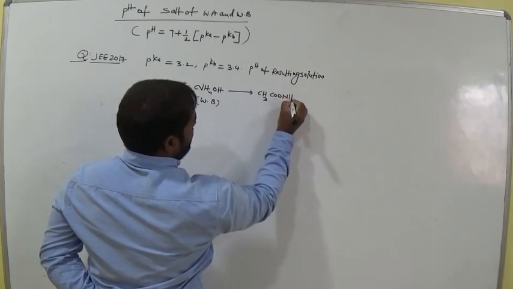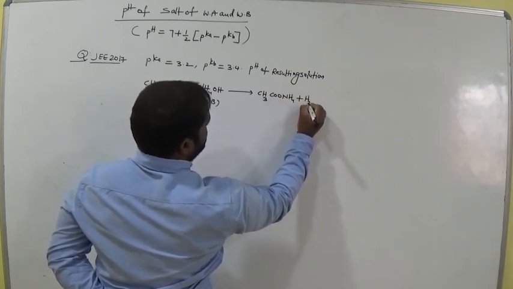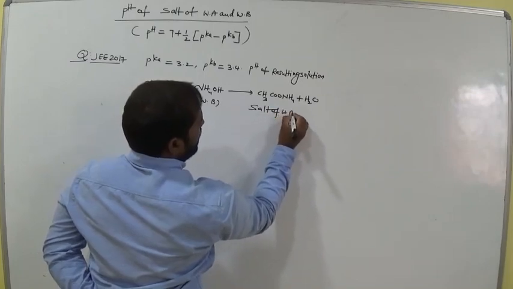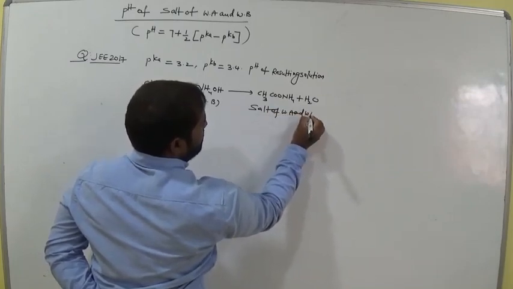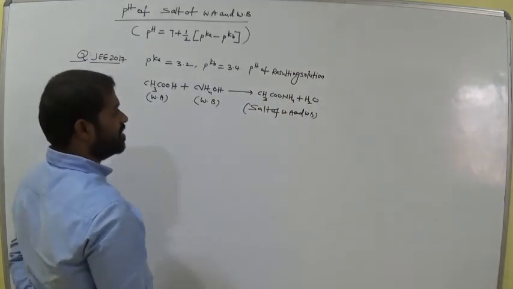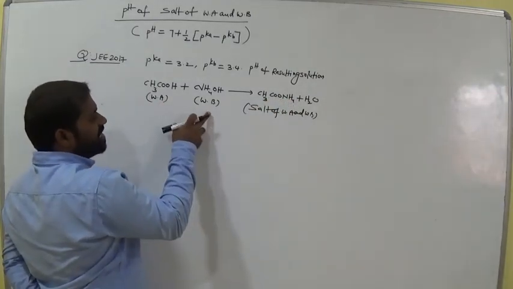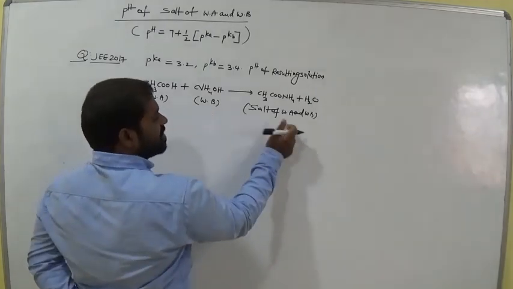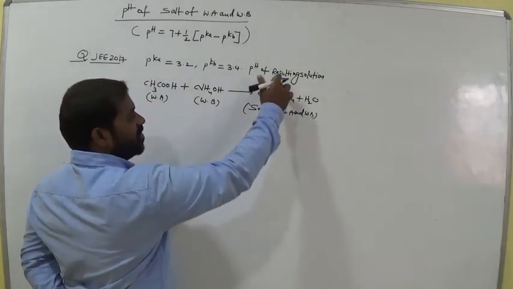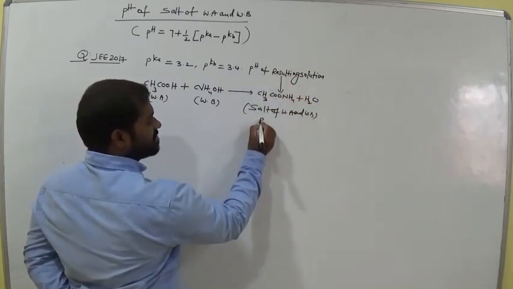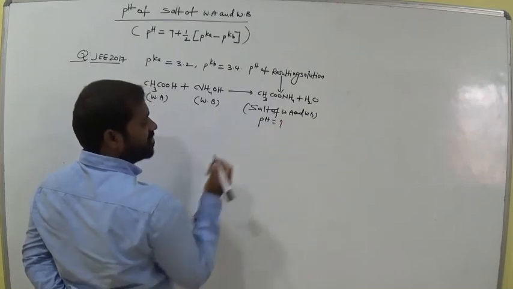CH3COONH4 plus H2O. Now this is the salt of weak acid and weak base, ammonium acetate. So when we add weak acid and weak base in the vessel, it gives the salt of weak acid and weak base. This is the resulting solution. Now he asks the pH of the resulting solution.